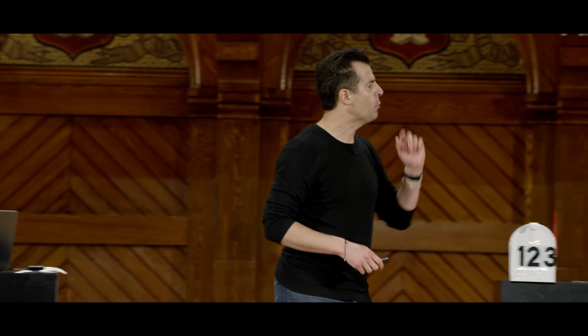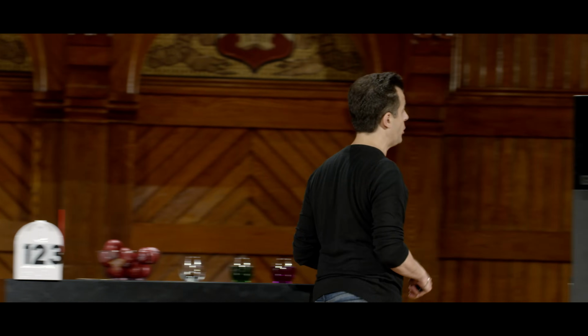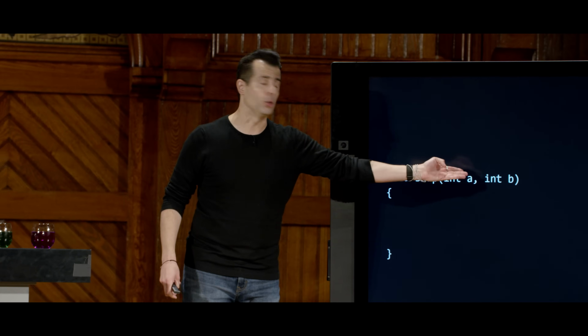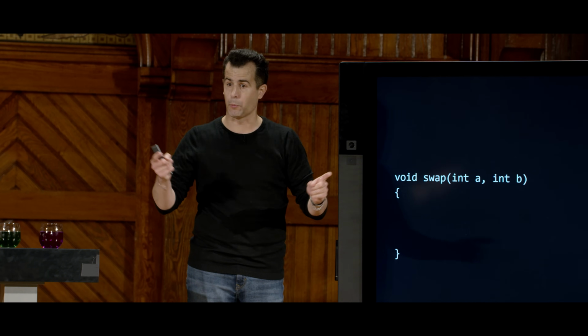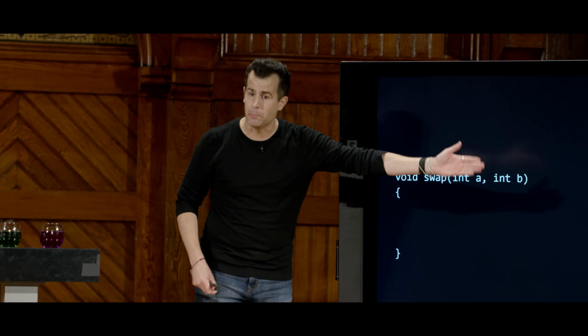So it turns out that if we wanted to swap two variables, you might implement a function called swap and just take in two integers, a and b, the goal of which is to do the switcheroo. Purple becomes green, green becomes purple, just as a becomes b, b becomes a.